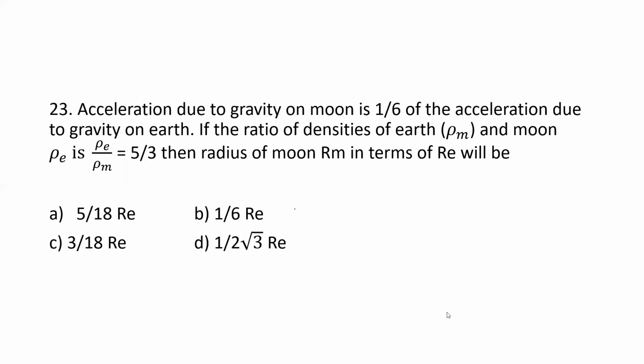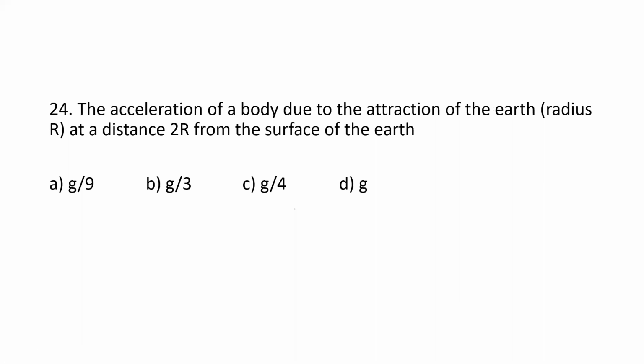Next question, that is the acceleration of a body due to the attraction of earth at a distance 2r from the surface of the earth. So here the question is what? That is the acceleration of the body due to the attraction of the earth is at a distance of 2r. So we know that at a distance of r, it is given by g. So at a distance of 2r, what is the value? Let us see this.